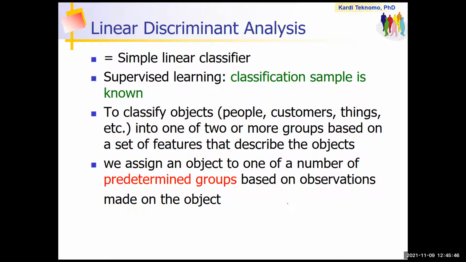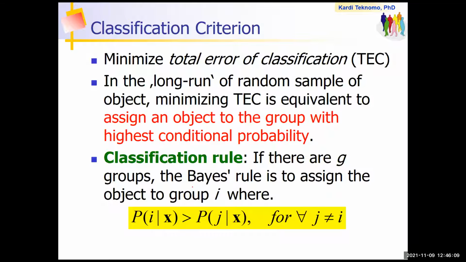A while ago when you checked using contradiction and tautology, the total group is only one, that's why you cannot make it work. So the minimum is two. We assign the object to one of the predetermined groups based on the observation made on the object.